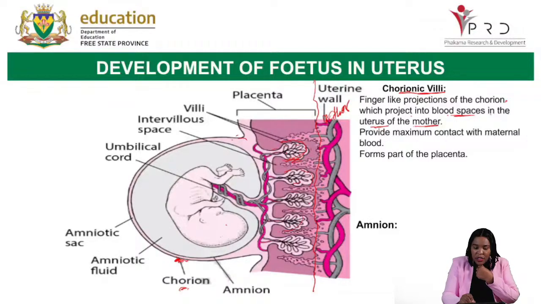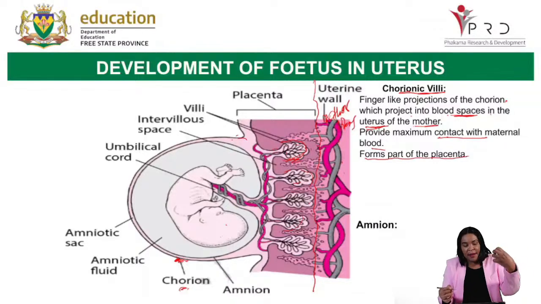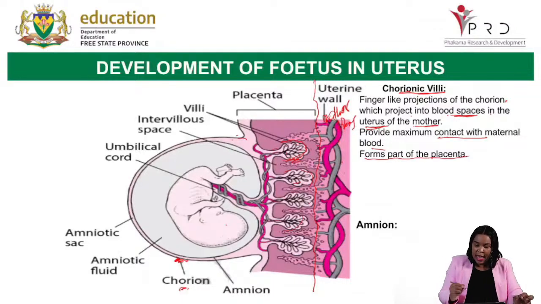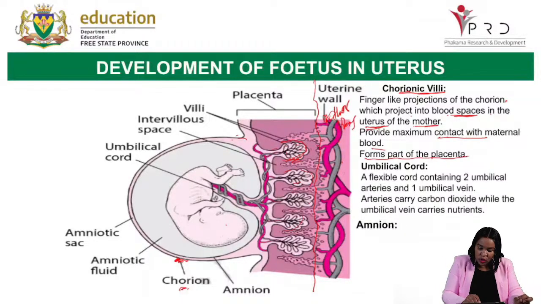Right, so this finger-like projection enters into the blood spaces of the uterus of the mother. So this is the uterus. Then it provides maximum contact with maternal blood, and also it forms part of the placenta. So you see, you have done the chorionic villi coming from the chorion, which is the outermost layer. And then you come to the umbilical cord. You see the umbilical cord here, on the baby, coming from the navel of the baby.